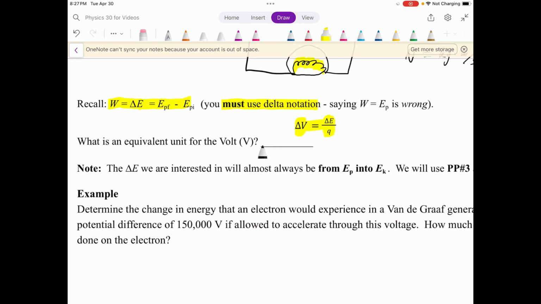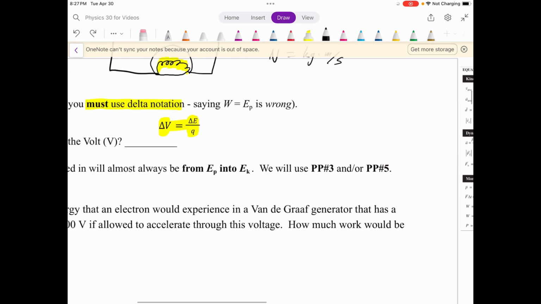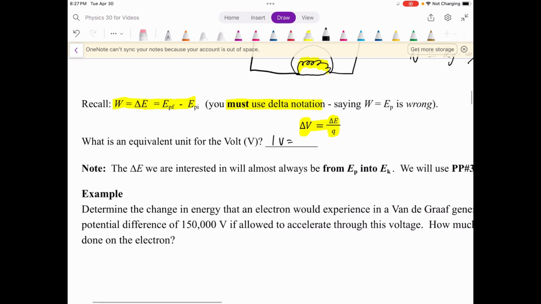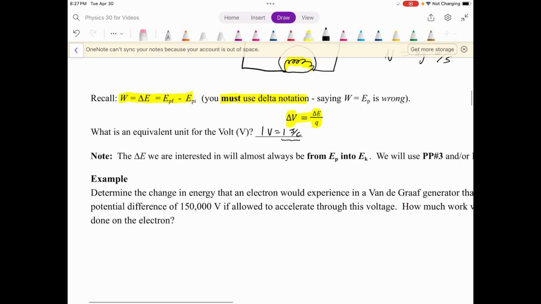Now, we already talked about this, but now the equation can have our back a bit here, right? What is an equivalent unit for the volt, which has symbol V? Well, energy is measured in joules, charge is measured in coulombs, so 1 volt is just 1 joule per coulomb. And like I said, to me, this is a much better way to think about it. You will pretty much mostly see me write it this way.